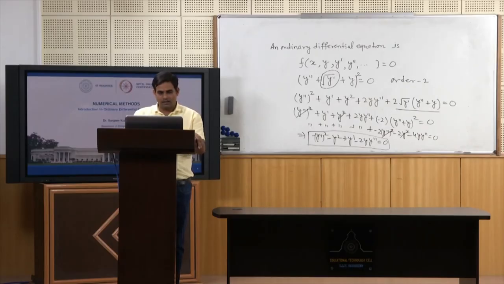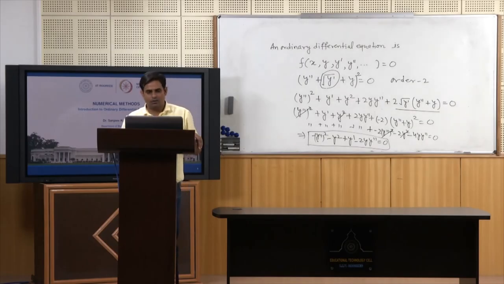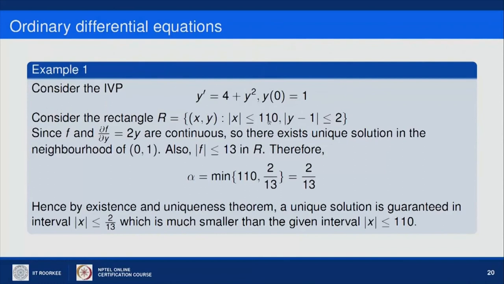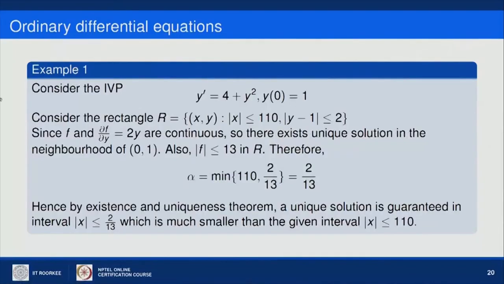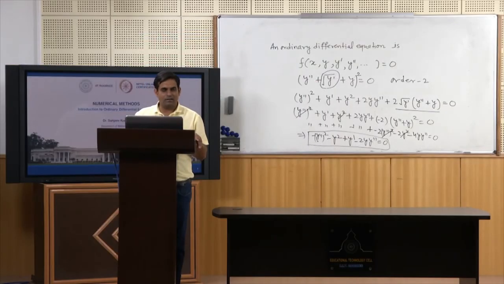Again take this simple example. Here y prime equals 4 plus y square, y of 0 equals 1, and our rectangle is given by R, where mod of x is less than or equal to 110, and mod of y minus 1 is less than or equal to 2. So, f is 4 plus y square here, and del f over del y is 2y. Both are continuous, and f is bounded because the maximum value of f in this R can be 13. So, therefore, the solution exists for the interval mod x less than or equal to 2 upon 13.